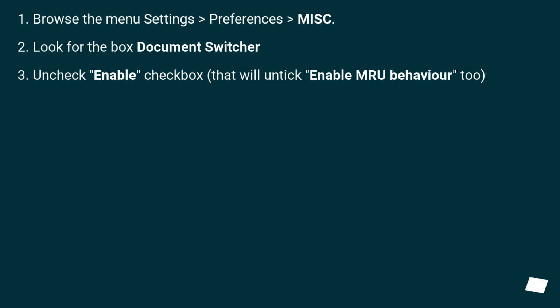Browse the menu Settings, Preferences, Miscellaneous. Look for the box Document Switcher. Uncheck the Enable checkbox, that will untick Enable MRU behavior too.